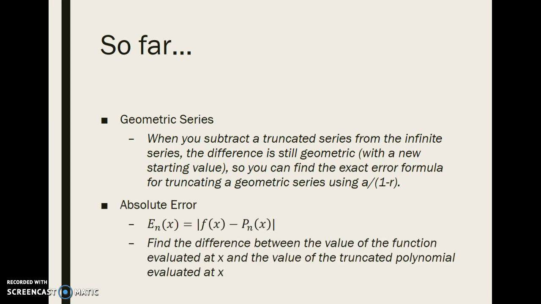We also talked about how to figure out the absolute error for truncating a polynomial, and the way you do that is you subtract the function minus your truncated polynomial to get the difference, and you take the absolute value of that, and that gives you the error. That means that the value you got using the polynomial was within plus or minus some amount of the actual value you get by using the function instead.